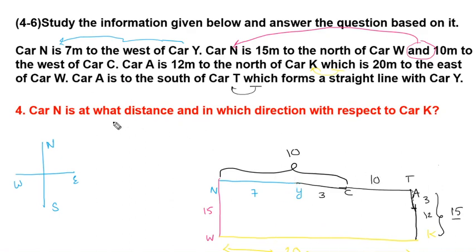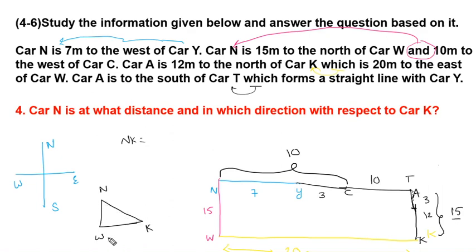So look at the first question. Car N is at what distance and in which direction with respect to car K? Okay, N, K. So here is K and here is N. So for the distance between N and K, we already know this is a right angle triangle, right angle at W. So if I draw a simple diagram, here this is N, this is W and this is K. I need the distance between N and K.